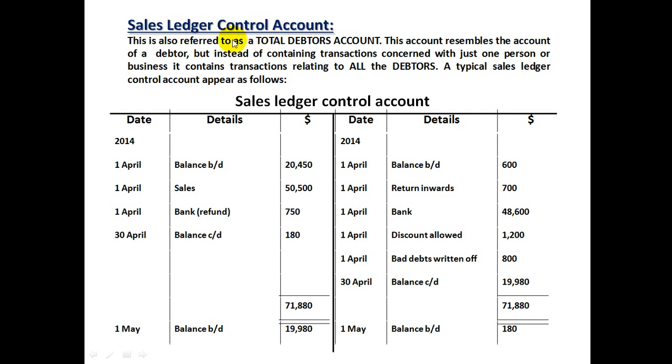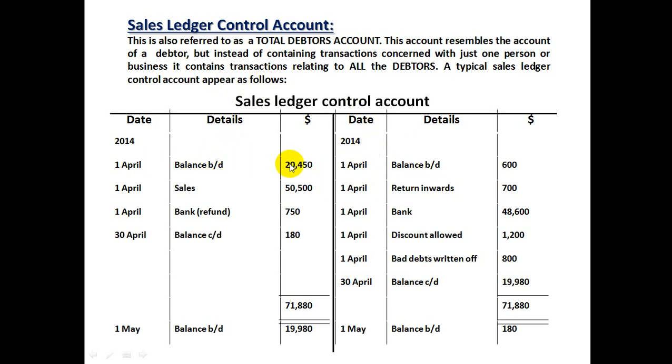Sales ledger control account, also known as total debtors account. This account resembles the account of a debtor, but instead of containing transactions concerned with just one person or business, it contains transactions relating to all the debtors. A typical sales ledger control account appears as follows.